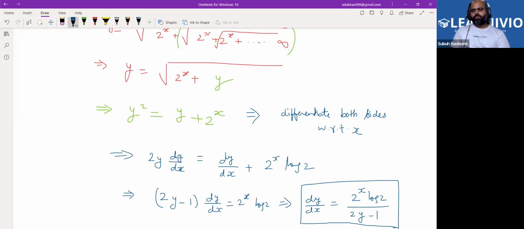Sir, here, what do we take y, that expression root of 2 to the power x? No, we keep it as y only, because taking it like this is a very difficult task. So we'll keep it in terms of x and y both. There is no issue. Okay, sir.